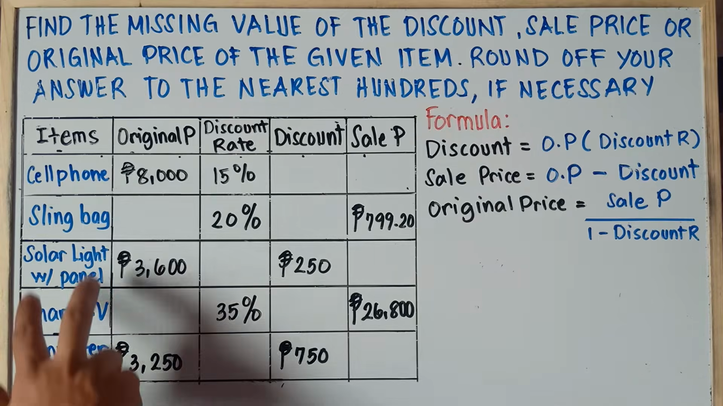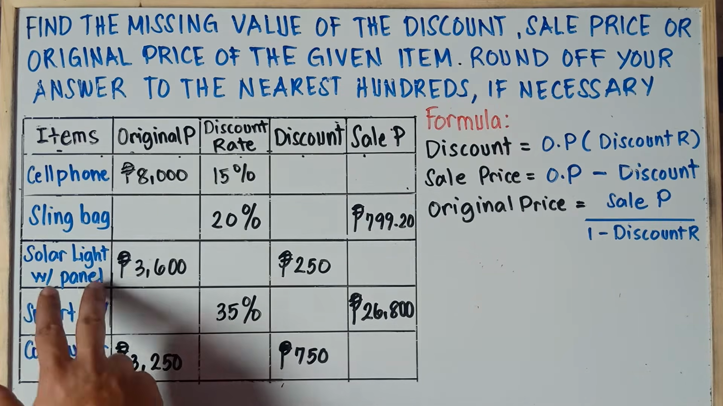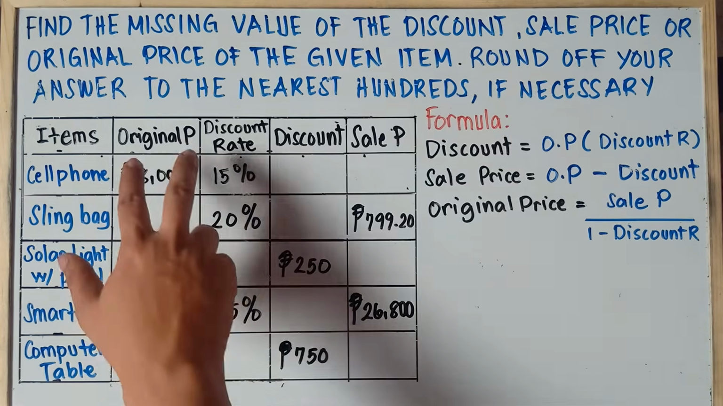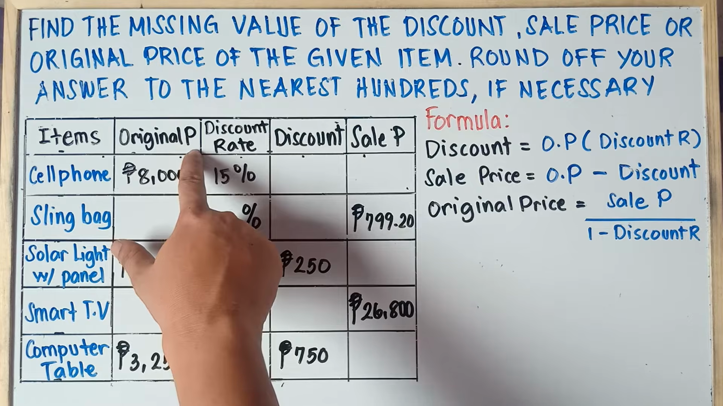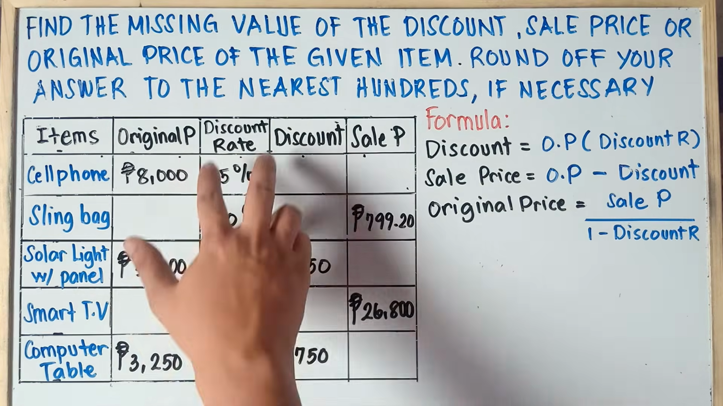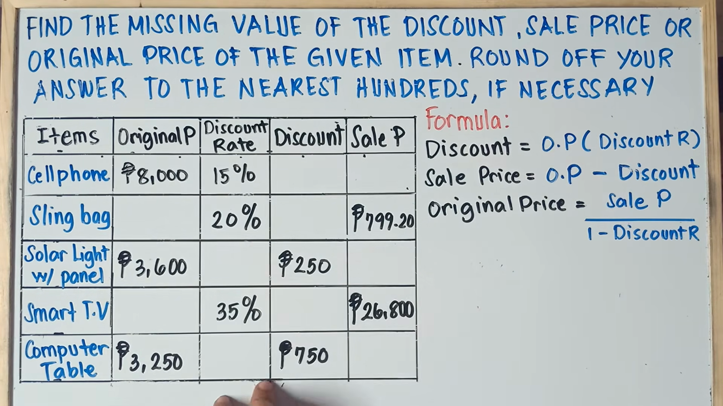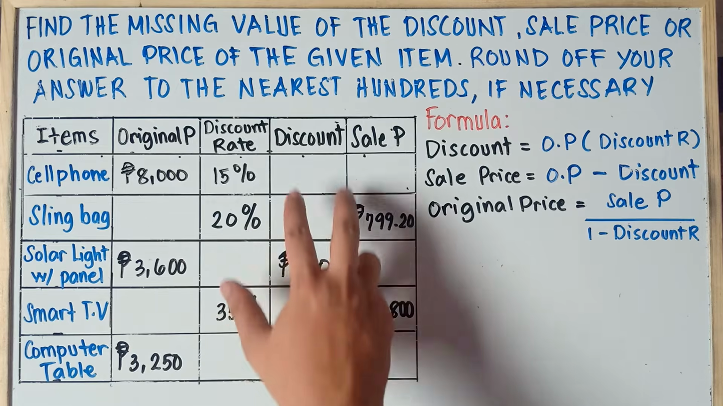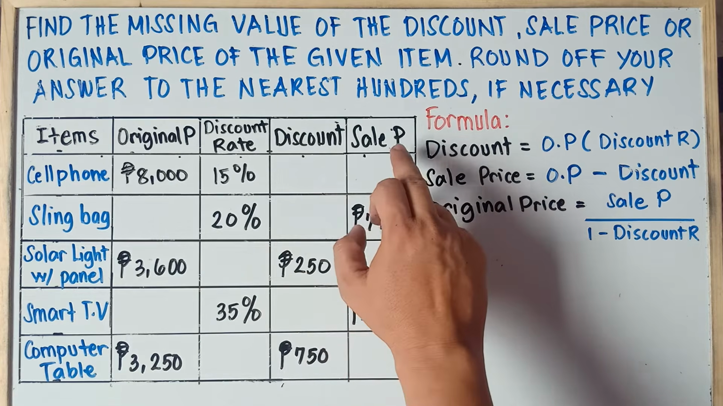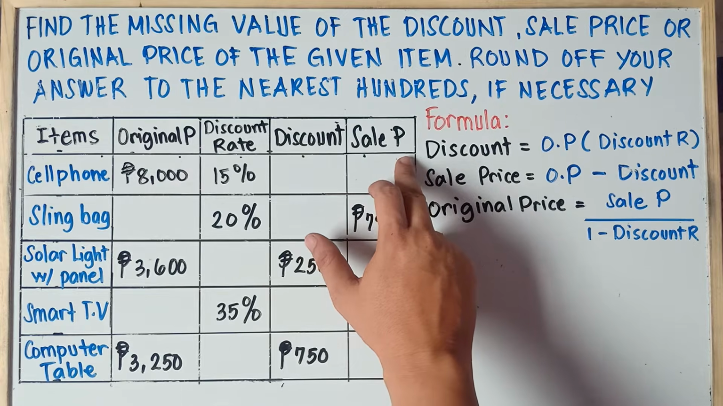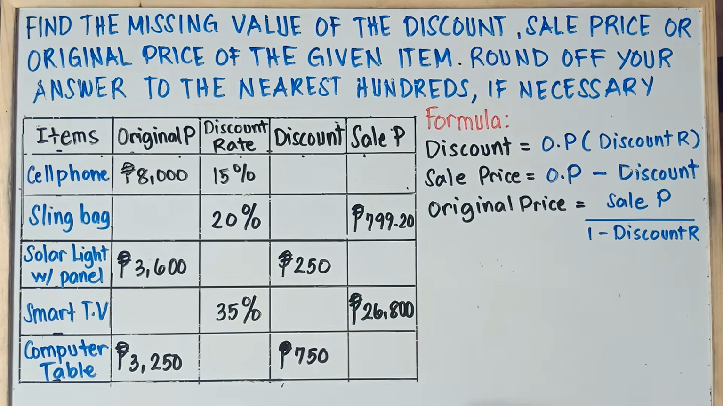So we have given items in this column, so we have cell phone, sling bag, and so on. In this column, we have original price. I will just put P, class, we don't have enough space. And in this column, we have the discount rate, so that would be in percent. And we have the discount in this column, and we have the sale price. Once again, we don't have enough space, so sale price.